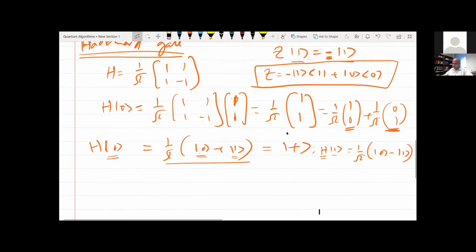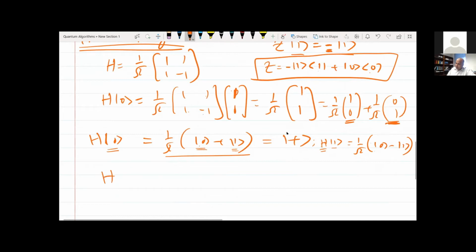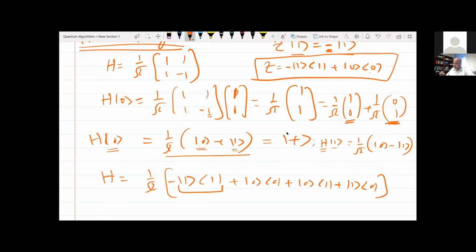And from this matrix, you can easily see that the operator form of this Hadamard gate would be 0 plus 1, 0 plus 1 minus 1, 1, because this minus is coming with this part, this corresponds to this thing, and then the other three are with positive sign. So this is the operator form.